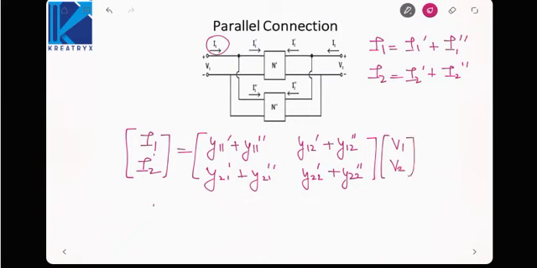Okay. So in parallel connection, the Y parameters will get added up. Why is parallel connection used? Actually, it is mostly used in case of transmission lines. If you connect two lines in parallel, then the reliability of the system increases, so that even if one line breaks down, the other line can take the load.